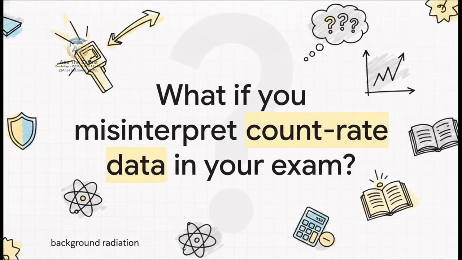So you've got the theory locked down now. But what happens when you're sitting in the exam hall and you misinterpret the background radiation count rate data in your practical exam? Calculating a corrected count rate by subtracting background radiation is where the real mathematical challenge begins. And sadly, it's where a lot of students trip up. Are you ready to dodge those data analysis traps?